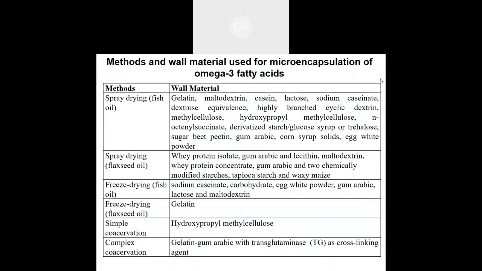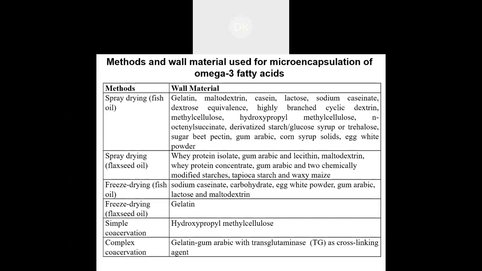Spray drying is the process used for the encapsulation of fish oil, and the wall materials generally used are gelatin and maltodextrin. We can also use casein, lactose, sodium caseinate, dextrose, cyclodextrin, methyl cellulose, hydroxypropyl cellulose, pectin, gum arabic, corn syrup, and egg white for the encapsulation of the fish oil.